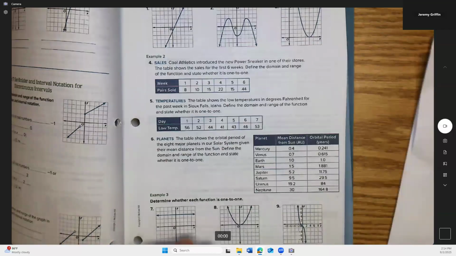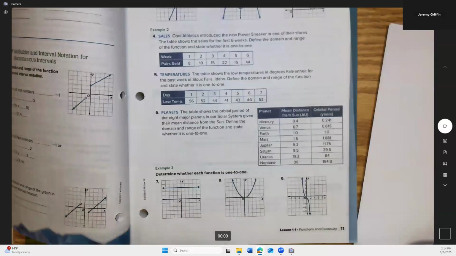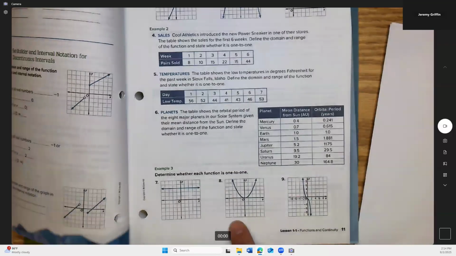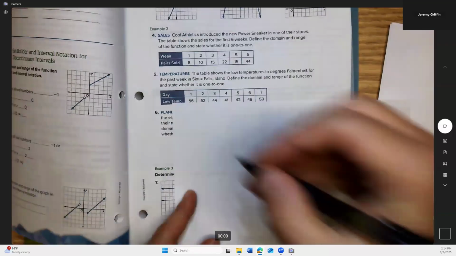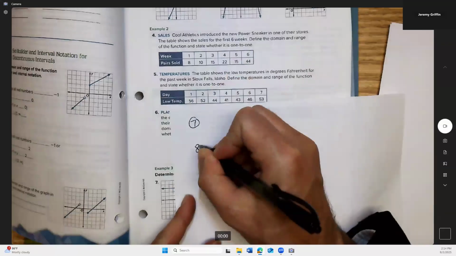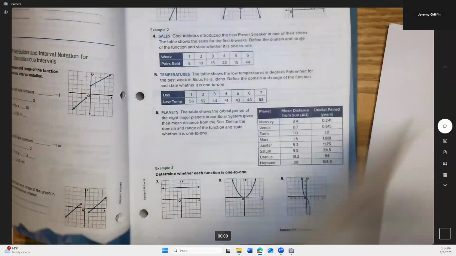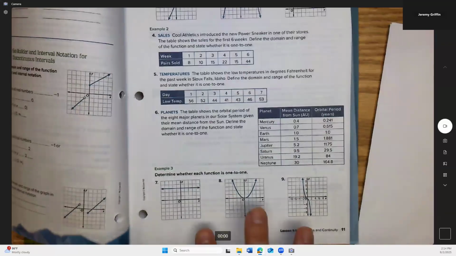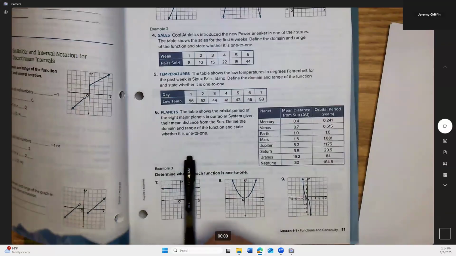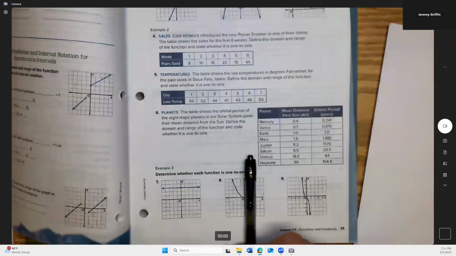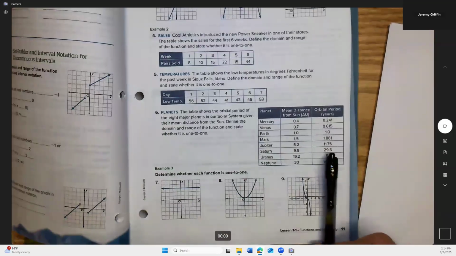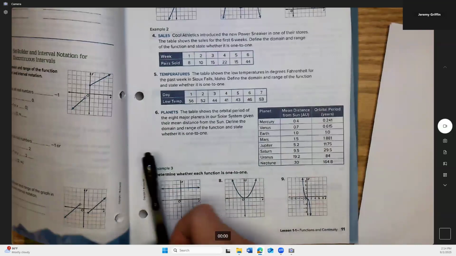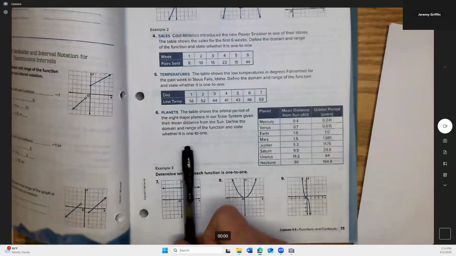All right, let's skip down here. Actually, let's do 7, 8, and 9. This will be fast. Determine whether each function is 1-to-1. Now, first of all, are all 3 of these functions? Yeah, because they all pass the vertical line test. Sorry, I said horizontal at first, but I meant they all pass the vertical line test.